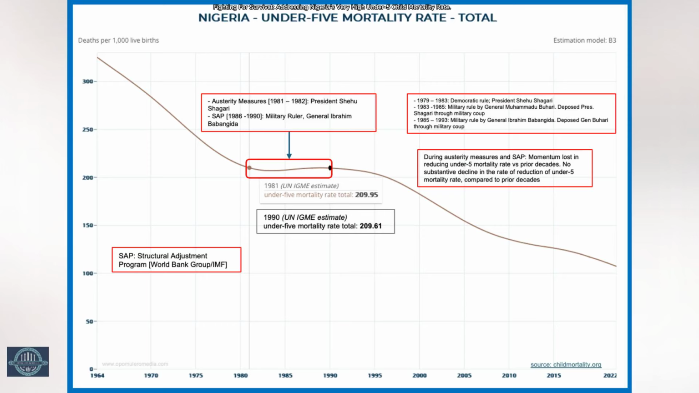The progress in reducing under-5 mortality stopped, with the rate remaining nearly unchanged, 209.95 in 1981 and 209.61 in 1990, representing nearly a decade of lost gains. Many young black lives continue to be lost. We have covered this period in other documentaries that also explore Nigeria's excessively high maternal and infant mortality rates.